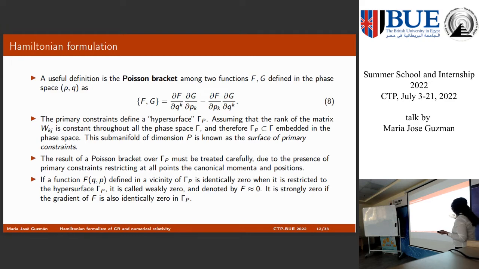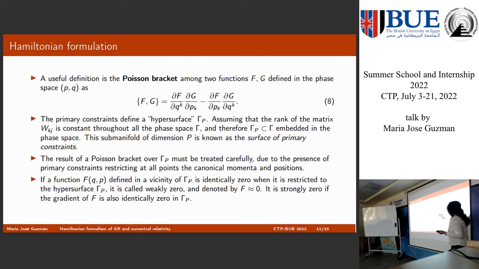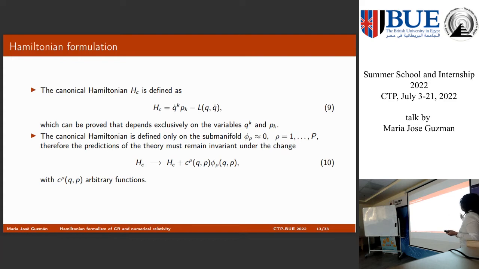So you will define a surface of primary constraints, and you will assume that the primary constraints are satisfied on this hypersurface. So I will say that, for instance, if you have a function in the phase space that I can write as a combination of primary constraints, then it will be weakly zero on the hypersurface, because on this hypersurface my primary constraints are satisfied. So this object, weakly zero, we will also use later.